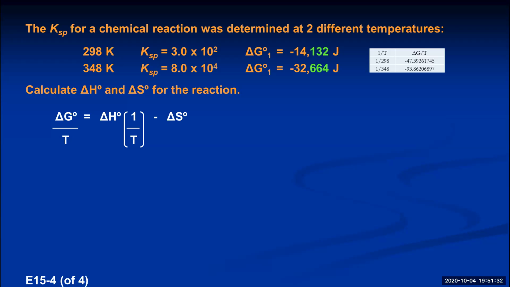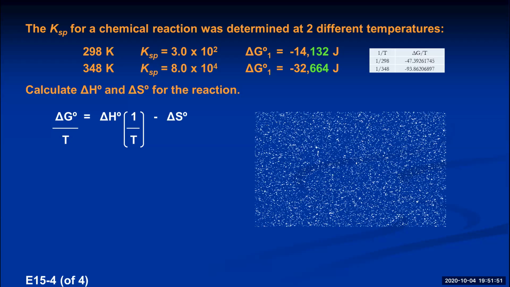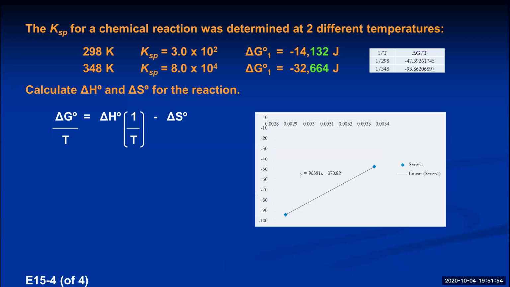I've actually already just calculated delta G naught over T here by taking my delta G naught value, dividing it by T. So at the lower temperature, I get negative 47 kilojoules per Kelvin, and at the higher temperature, negative 93 kilojoules per Kelvin. When you select those points and create the graph and ask it to draw a line and give you the equation, the results will look like this, and they give us the equation for the line.